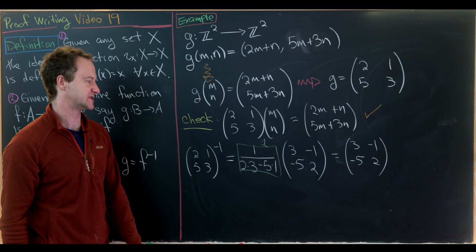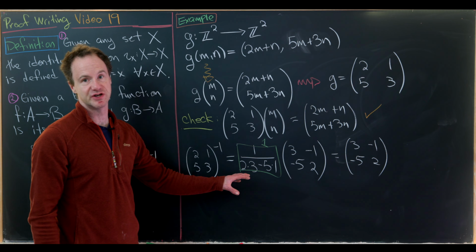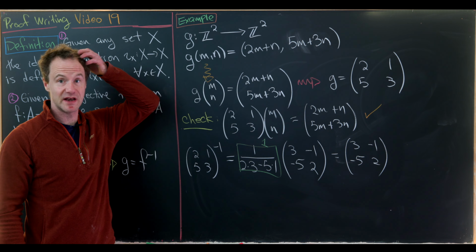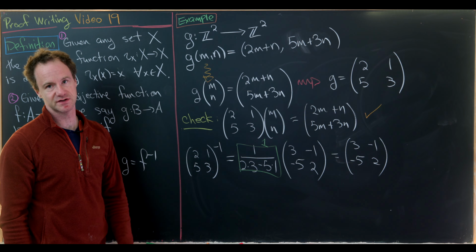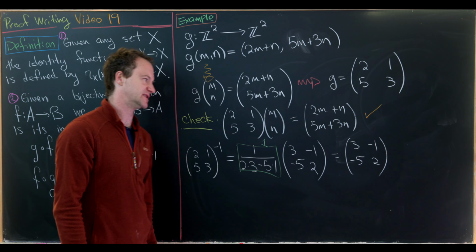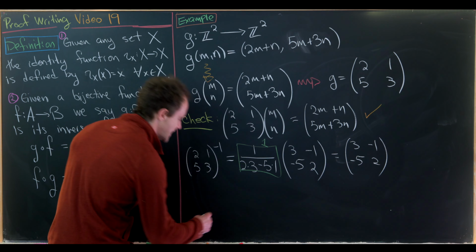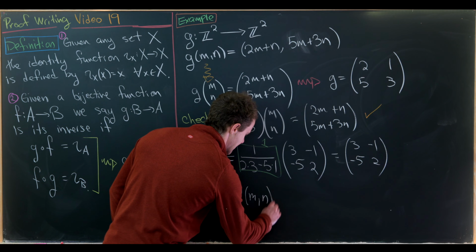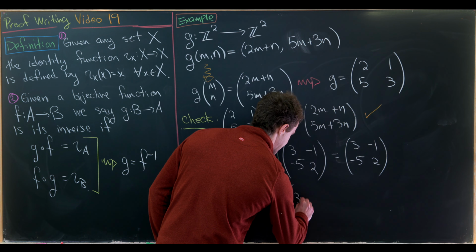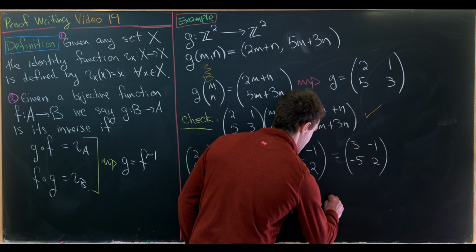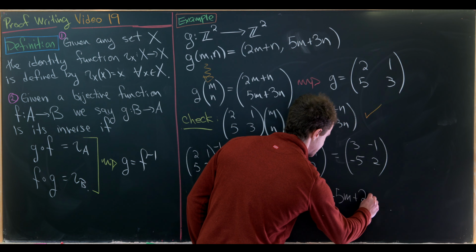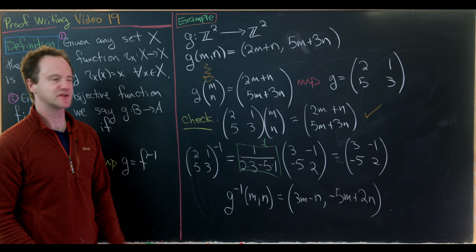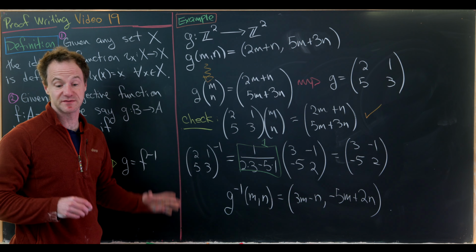And I actually chose those numbers nicely because if we had gotten a fraction here, then this would not have been bijective in the integers, and we would not have been able to invert this in the integers. So it's important that we got integer entries this whole way. Okay, so now we could put this back into our original notation and say that g inverse of (m, n) is equal to, let's see, it'll be (3m - n, -5m + 2n). Just putting everything back in order. And this will be the inverse. And now you can check that these are inverses, but I'll leave that to you.